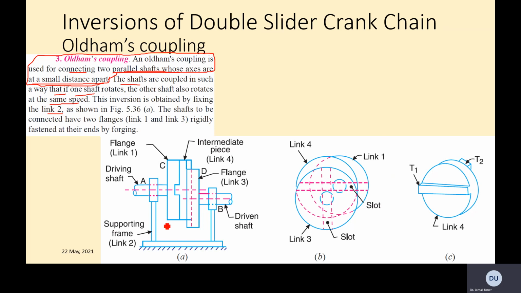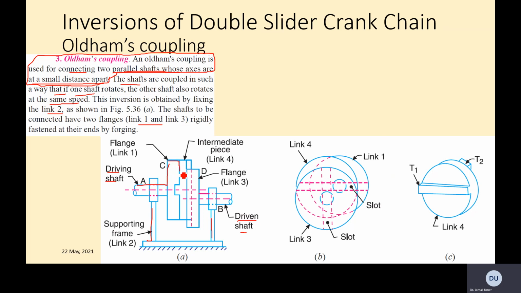So within this one, we got link 2 the supporting frame. So all this is basically linked to this one and this one. So we fix it. So link 2 is fixed. The shaft to be connected have two flanges, link 1 and 3. So within this geometry, we have one driving shaft and this is the driven shaft. So basically we are transferring energy from shaft A to shaft B. And each shaft has a flange.